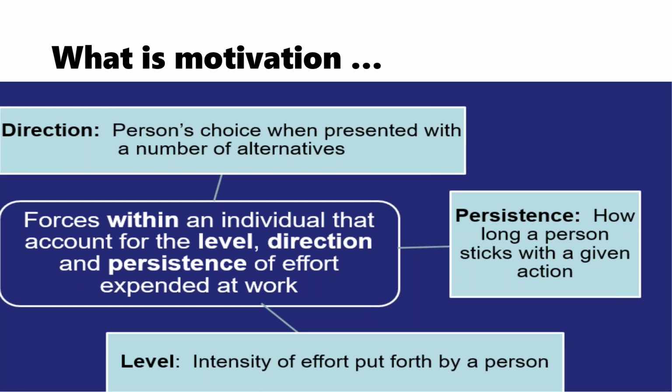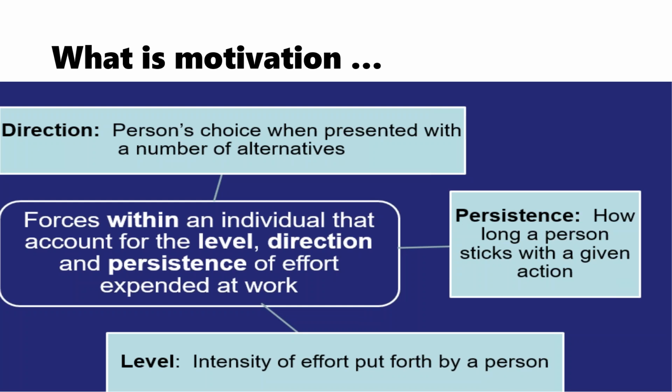And the next one, going clockwise, is persistence. This is really how long someone sticks at a course of action. So if someone has a go at something and drops the ball very quickly after a first attempt, you could argue that they're failing that dimension of motivation. People who are motivated are persistent. They will stick at the task until the task is done, no matter what the barriers are in the way.